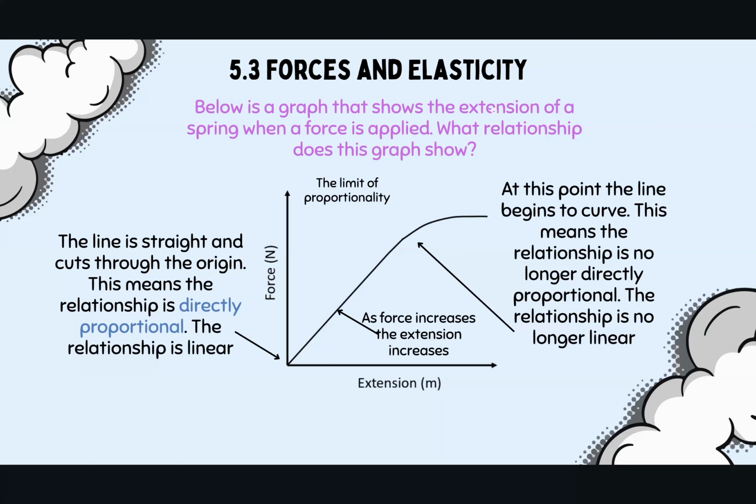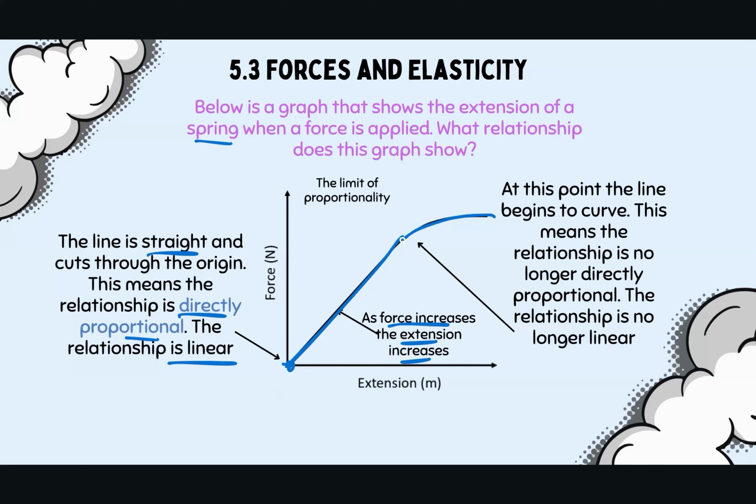So below is a graph that shows the extension of a spring when a force is applied. What relationship does this graph show? So initially we have a straight line and then it curves off at the end. When it's a straight line, it shows direct proportionality. So look, the line is straight and it goes through the origin. That means it's directly proportional. The relationship is linear. And if we're going to describe this, as the force increases, the extension increases.